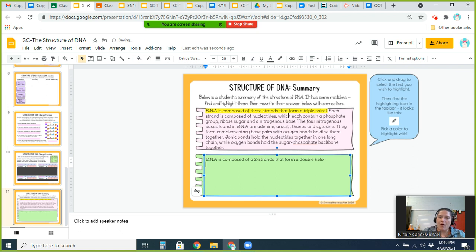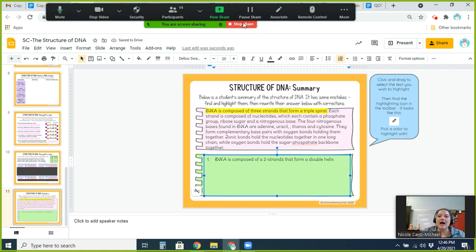Enter. So now I'm going to fix the next one. Then it says each strand is composed of nucleotides which contain phosphate group, ribose, and a nitrogenous base. There's something wrong with that sentence as well. Again, highlight it in a different color, fix it down here, and you could even number these if you wanted to. Okay? So that is how we are going to complete this assignment.